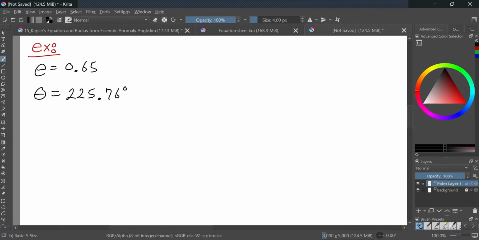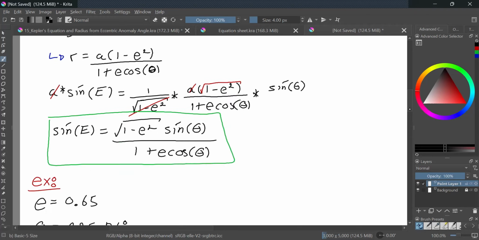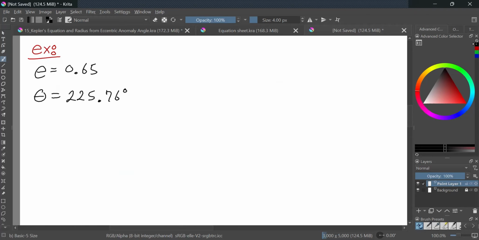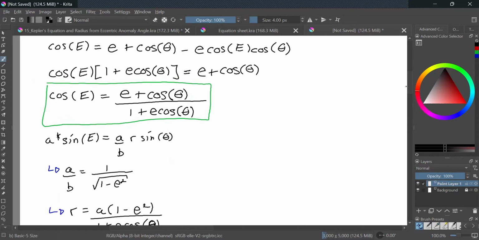And a different true anomaly angle. This is a completely different orbit. It doesn't matter how big the orbit is, as we've seen from the other equations that we've derived today. So let's go ahead and get started, and I will start with the cosine. So I'm going to use that equation.